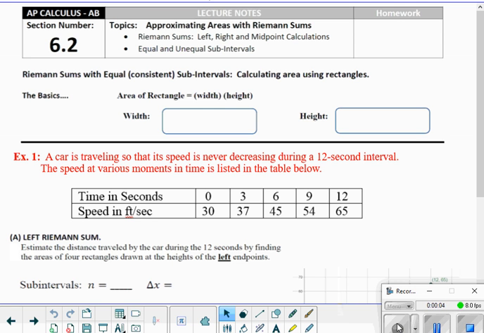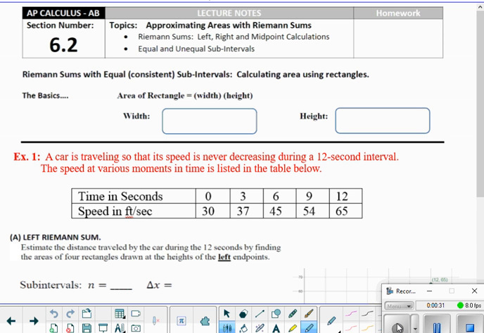Hello and welcome. Let's look at lesson 6.2 today. 6.2 is a lesson about approximating area under the curve. And I know in 6.1 we were looking at that accumulation function and we were able to use geometric shapes to help us find the area under the curve. Well, today our geometric shape is going to be pretty much entirely a rectangle. And we call this using Riemann sums.